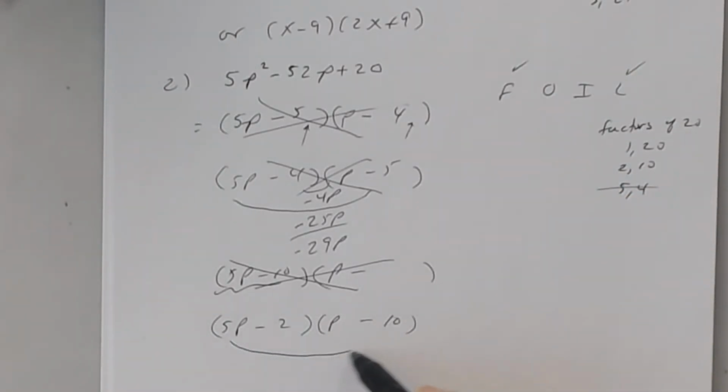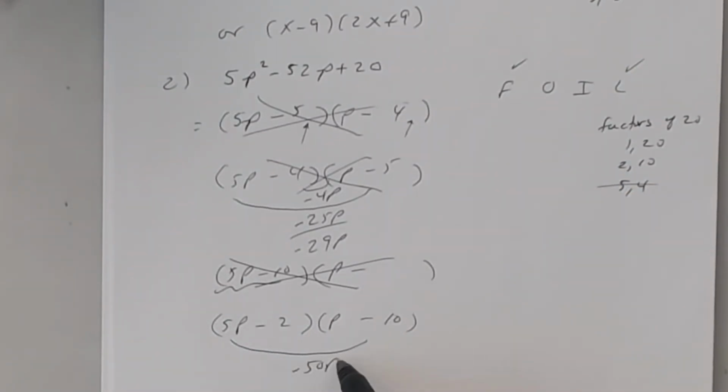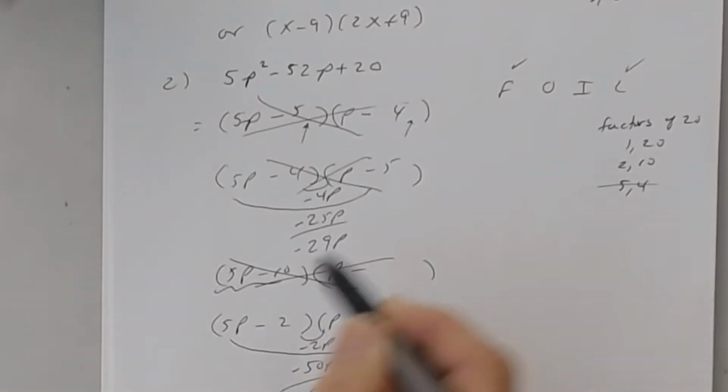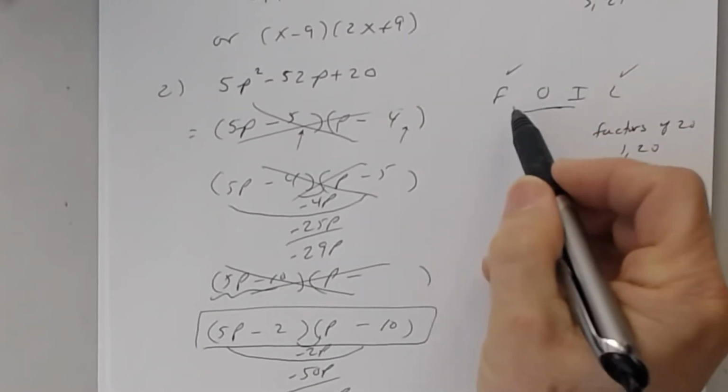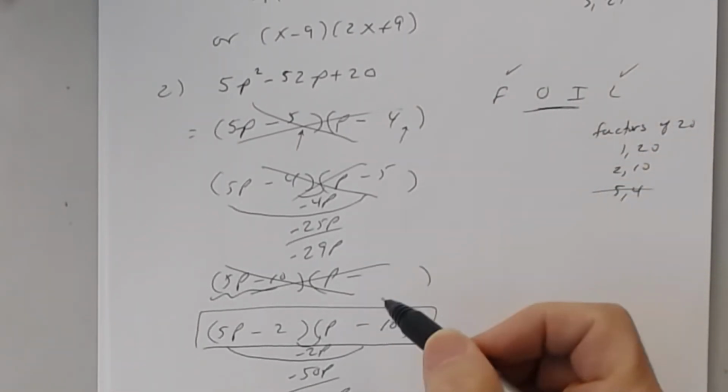What's the outer? Negative 50p. What's the inner? 2p. Is that what you wanted? Yes. Yep, that's what I wanted. So this right here is my answer. So 5p minus 2 times p minus 10. Okay? So remember, I've done all this now. I did F, I did L, now I did the outer and the inner.